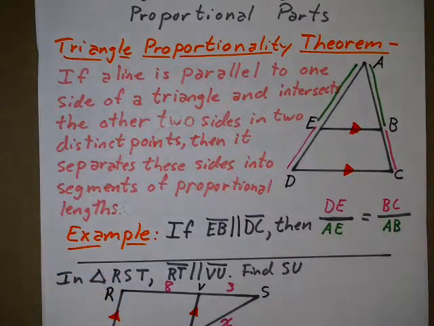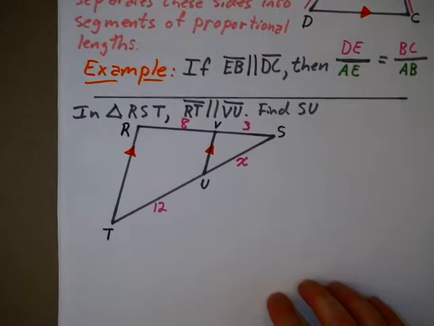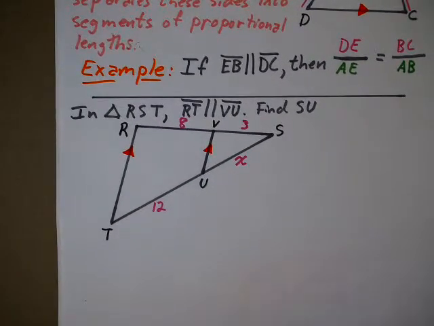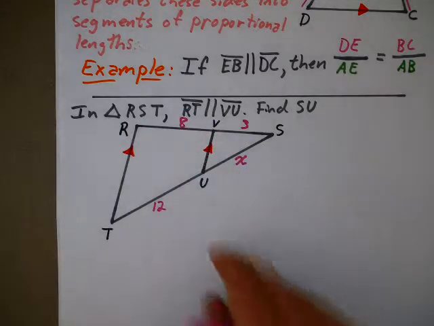Okay, so let's take a look at how this would work in one of our problems. So you would get something like this. In triangle RST, it tells us that RT is parallel to VU.